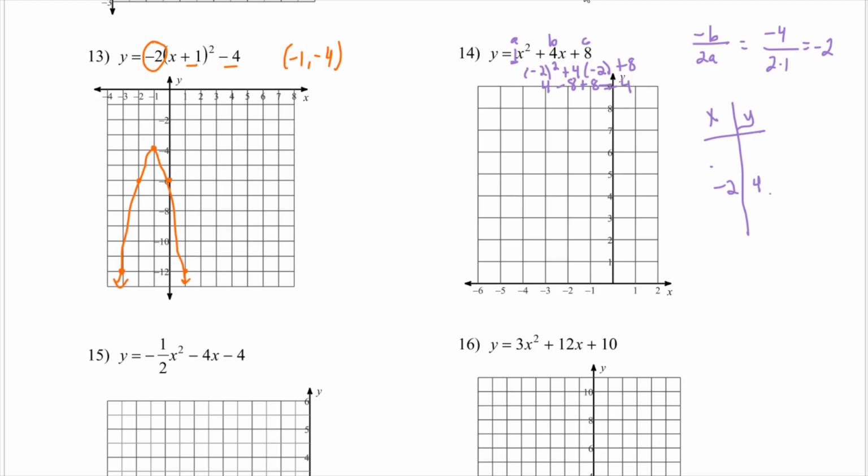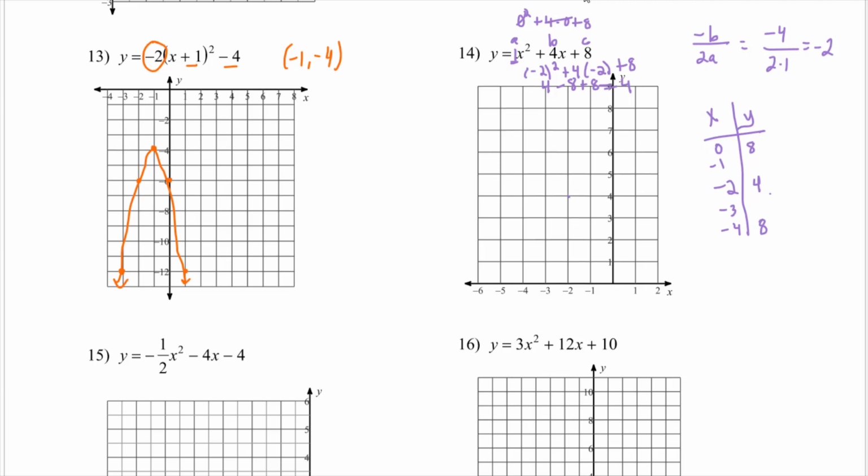Now, if you want to keep going with the table of values, you would plug in some more numbers. And the cool thing about standard form is plugging in 0 is really easy, because if you put 0 here, and here, both of those things go away. This becomes 0 and this becomes 0, and it leaves you with 8. And that always happens. It basically just leaves you with the last number. So all we really need if we're making a table of values is to plug in either -1 or -3.